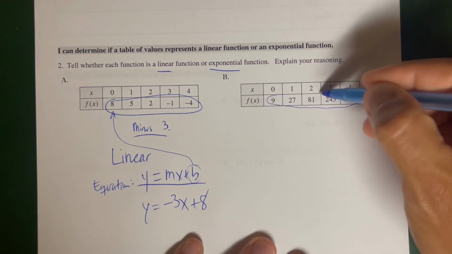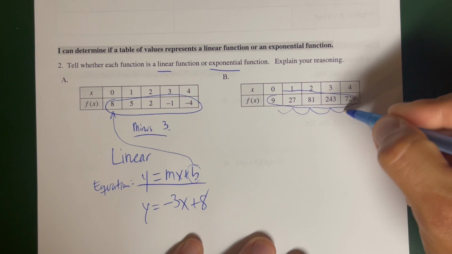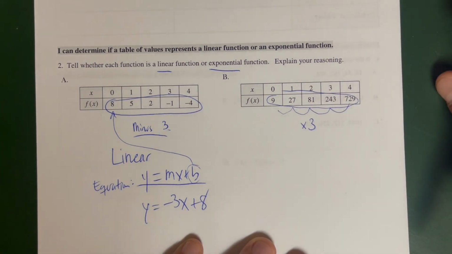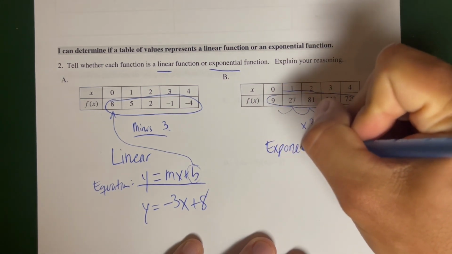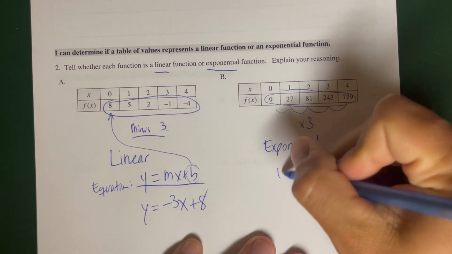Let's do the same thing for part b. If you notice my y values, what is the pattern? Multiply by 3 every single time. And you can use your calculator for this to determine what the pattern is. And since we're either multiplying or dividing over and over again, we know that the function is an exponential function. And let's go ahead and write the equation.